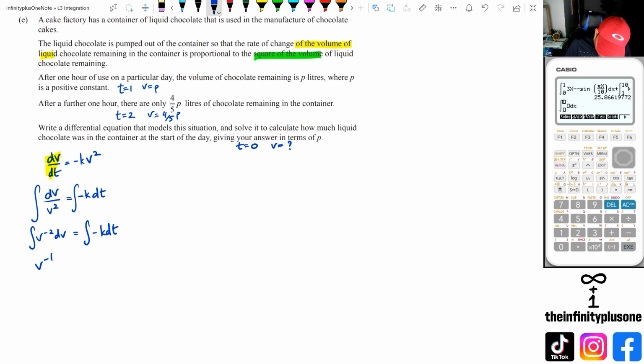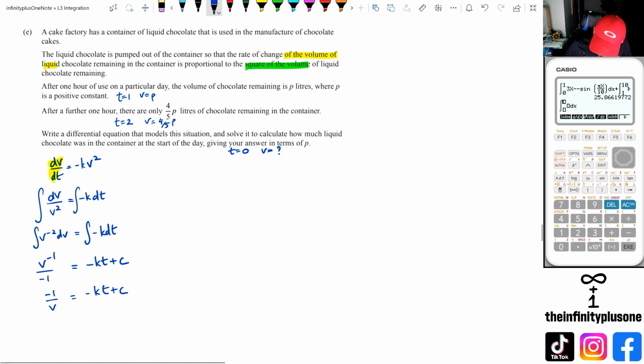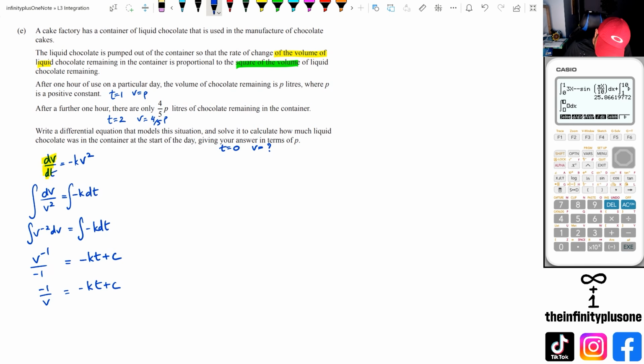So this will become V to the negative 1 divided by the new power, which is negative 1, equals negative kt plus c. Now I can rewrite this as negative 1 over V equals negative kt plus c. Now I've got two negatives there, and I think this is probably why they did it this way, but it doesn't really matter. I'm going to get rid of that negative.